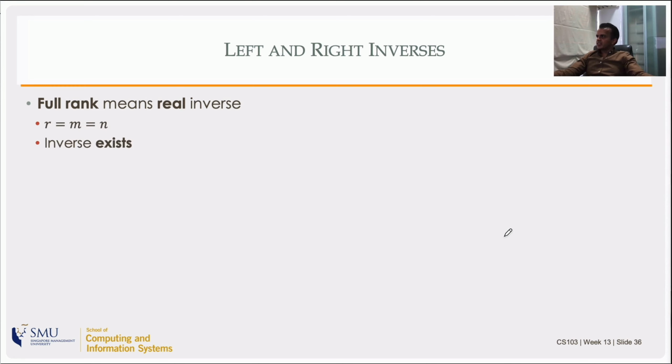What I mean is this. If it is a full rank matrix, then the inverse exists. That is A inverse. A inverse times A or A times A inverse will both be equal to the identity matrix. So A inverse is a real double-sided inverse. So that's what we have.